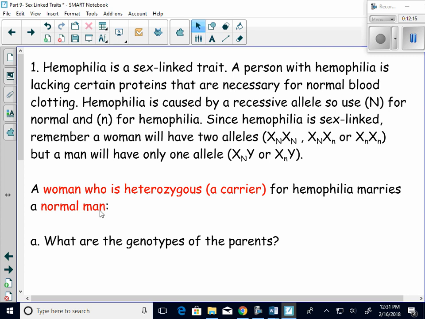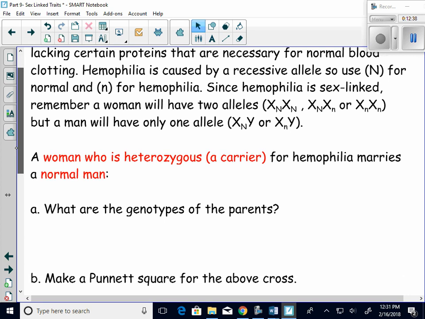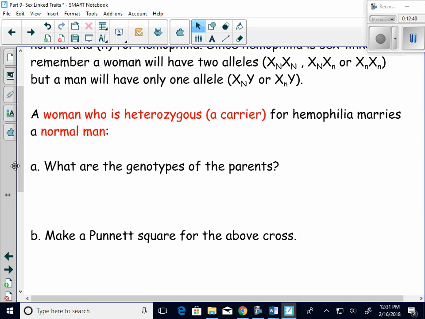lowercase n, Y. Our question states, a woman who is heterozygous, which we call a carrier, okay? We're going to need that carrier bit when we talk about pedigrees next week. A woman who is heterozygous, a carrier for hemophilia, marries a normal man, if there's any such thing.